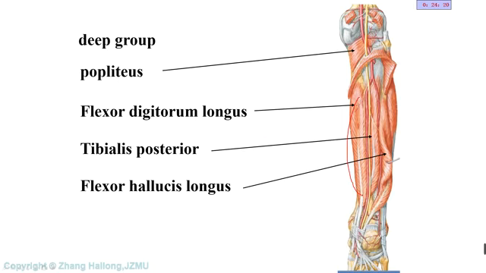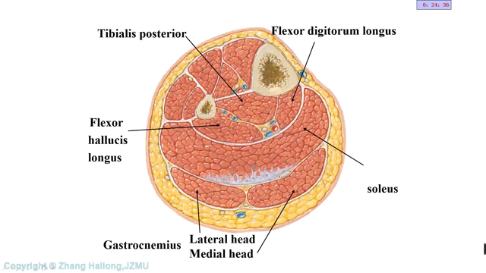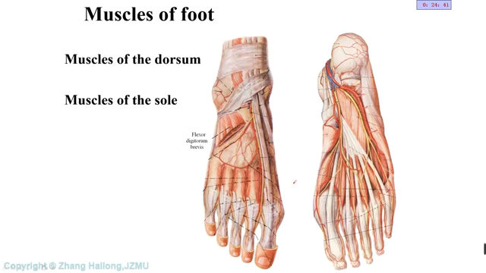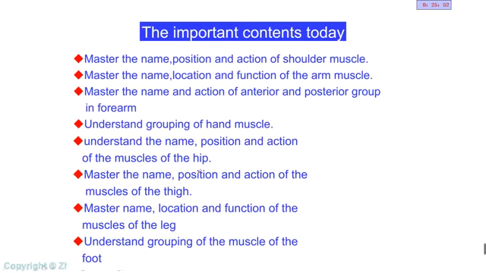And this here is the deep layer of the posterior group. You don't need to master it, only know there are many muscles on the back of your tibia and fibula. They have the same function as the triceps surae. Okay, it's the posterior group. And then is the muscle of the foot. You don't need to master any of the muscles of the dorsum or the sole. Okay.